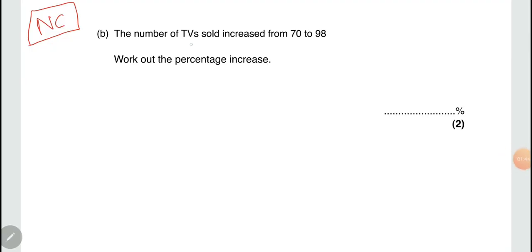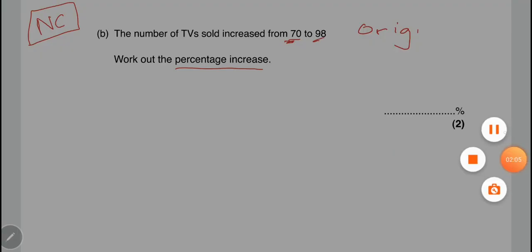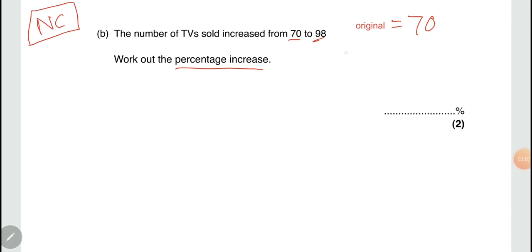Question B. The number of TVs sold increased from 70 to 98. Work out the percentage increase. Well, our original amount was 70. That's very important to remember. So the original was 70 and our new amount is 98.